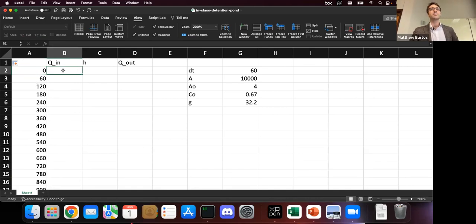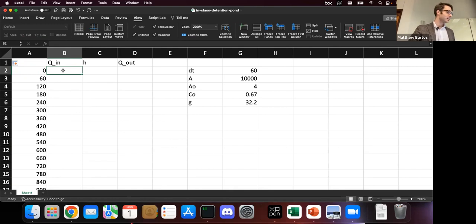Okay, and let's put in our values for the inflow hydrograph. If you have questions, maybe try to see if you can get Becky to help you as well. She should have the full Excel workbook for this.